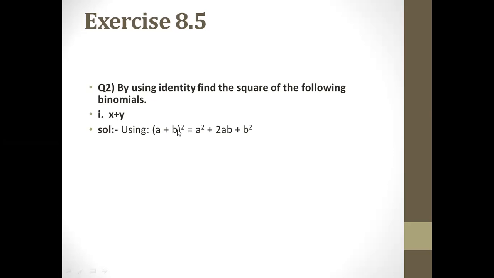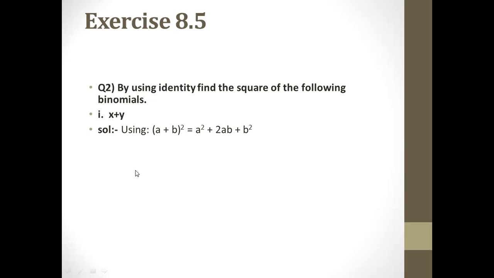Any two terms, (a plus b) whole square, will be equal to a square, means the first term square, plus 2 into first term into second term, plus b square, second term square. Okay, so this formula we will use.